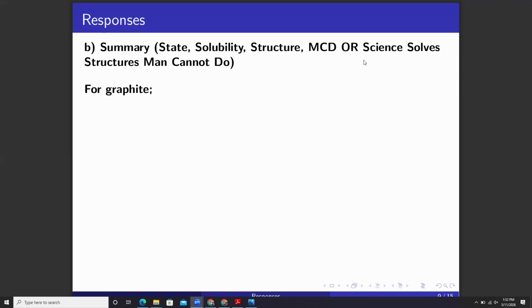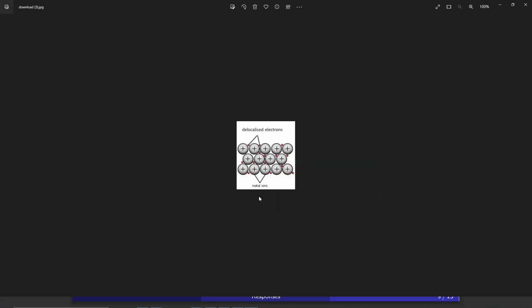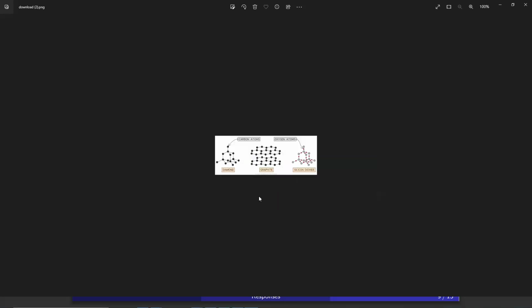I welcome you back. Now we have graphite. The other substance was graphite. Graphite is a covalent what? It is a covalent network. Below is the structure. This is how it looks like. You see?